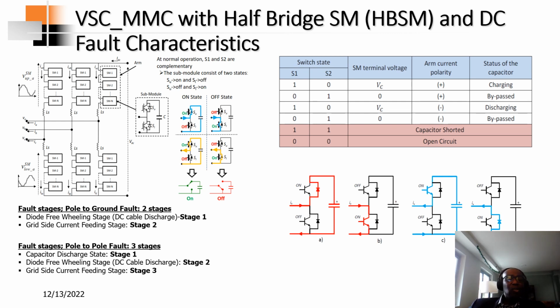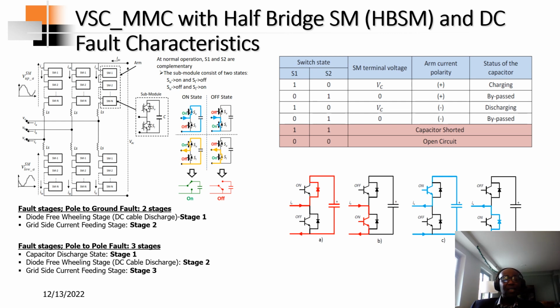Right, so now let's talk about the DC fault characteristic of the half-bridge submodule for a pole to ground fault and a pole to pole fault. Remember the symmetric monopole configuration, we have a positive pole and a negative pole, right? So we can have a pole to ground fault and we can also have a pole to pole fault. For a pole to ground fault, we have two stages. When there's a pole to ground fault, there's a slight drop in the voltage of the fully charged submodule capacitors, so it doesn't lead to a complete discharge of this submodule.